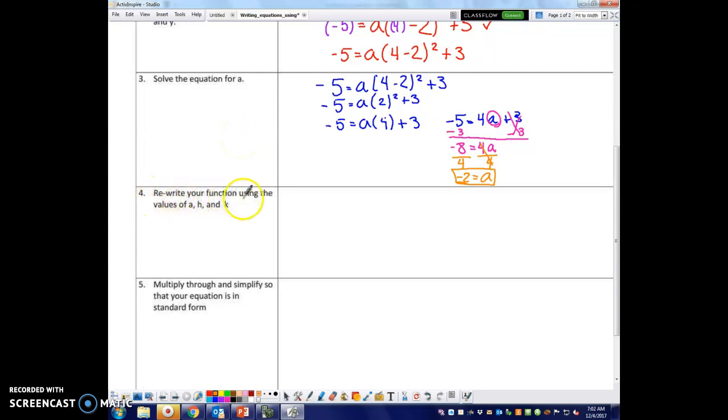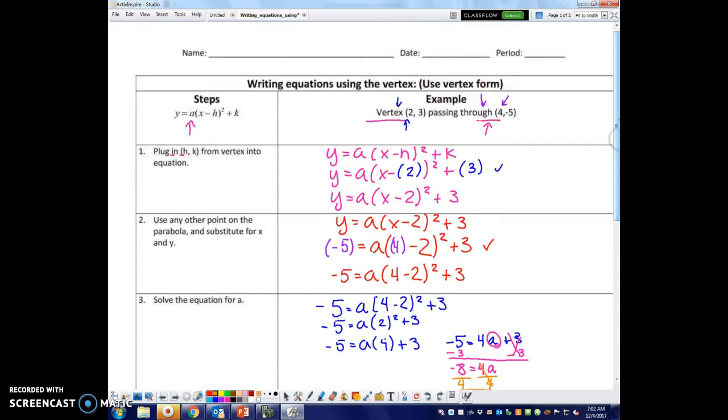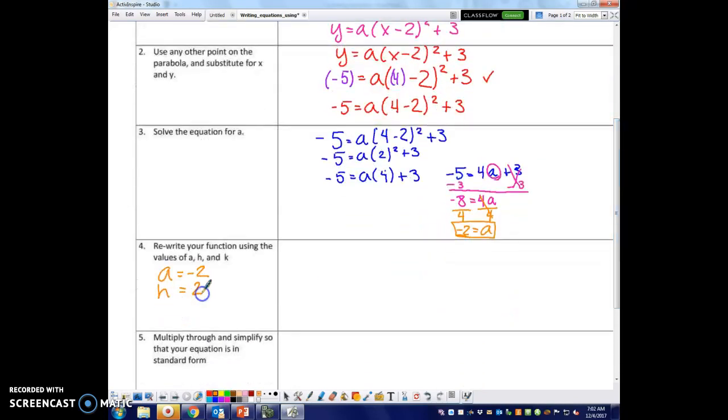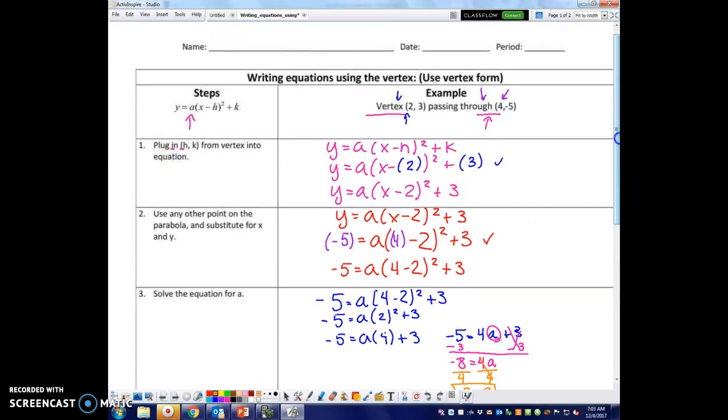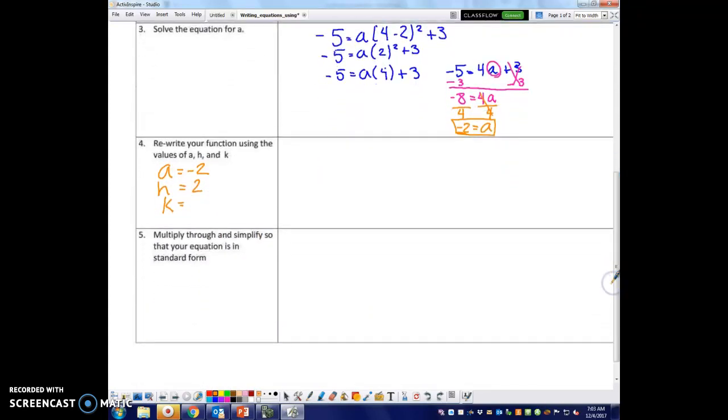Step 4, rewrite your function using the values of a, h, and k. If you need to do this, do this. A was negative 2. H is what? Let's go back up to the top. What is h? H is this 2. So h is 2. And then k is what? K is this 3. Okay? K is the 3.